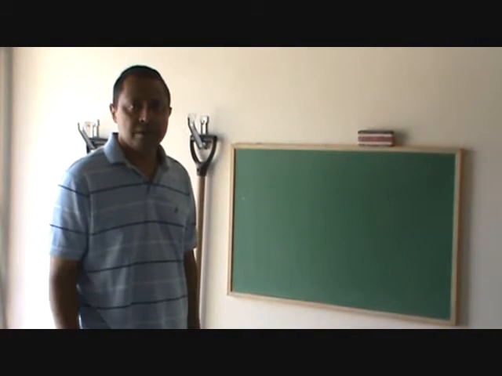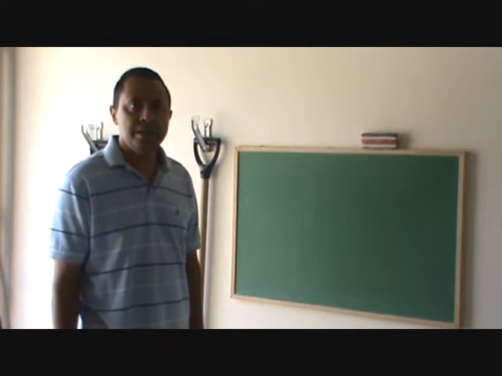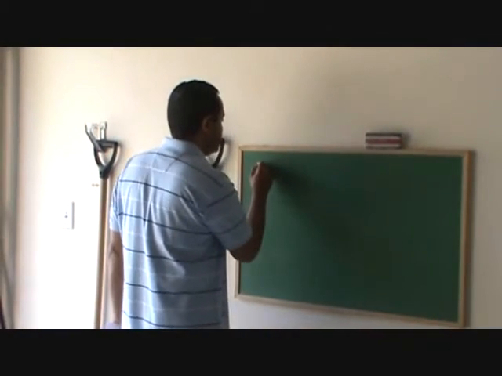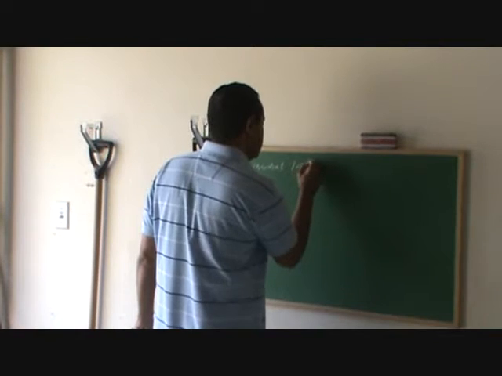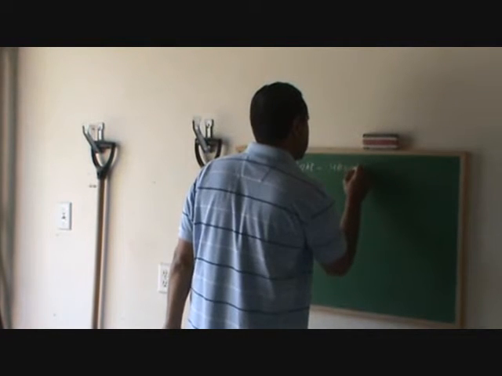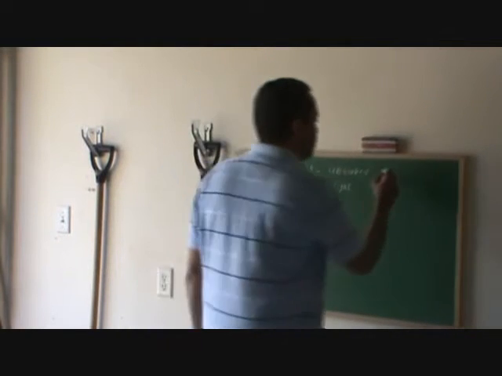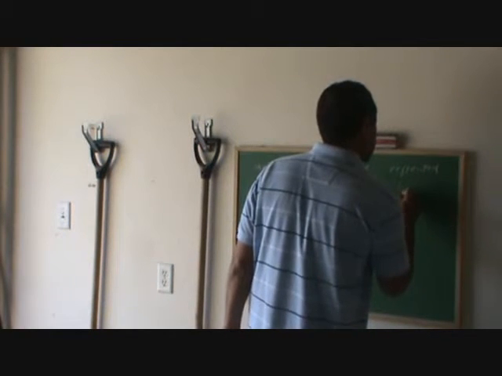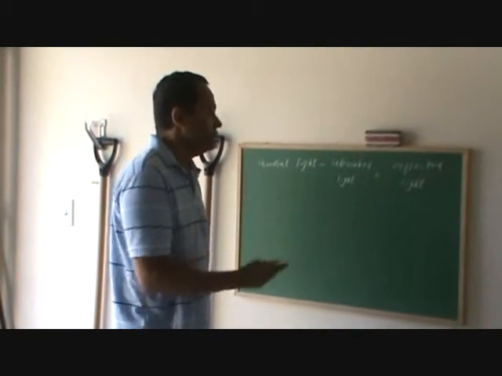Now in order to solve questions related to the subtractive color theory and pigments, we need to memorize certain concepts. The first concept we should memorize is: incident light, subtract observed light, equals reflected light. So incident light subtract observed light equals reflected light.